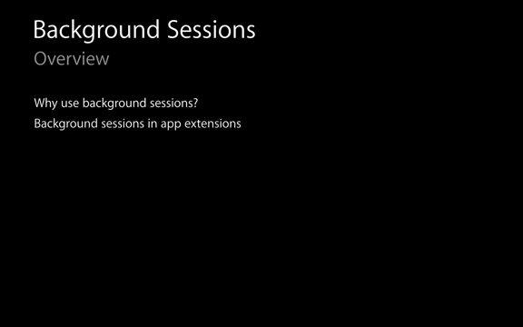I'll then talk about discretionary networking, which is a feature of background networking that allows us to schedule tasks when it's appropriate given current power conditions. And finally, I'll talk about using background sessions properly in your applications, going over a couple use cases and talking about some common pitfalls and best practices.